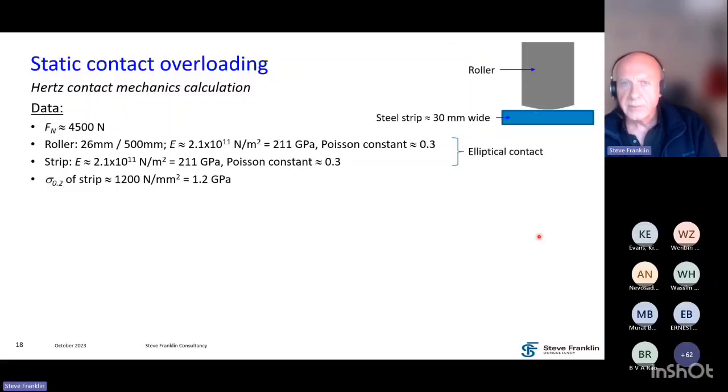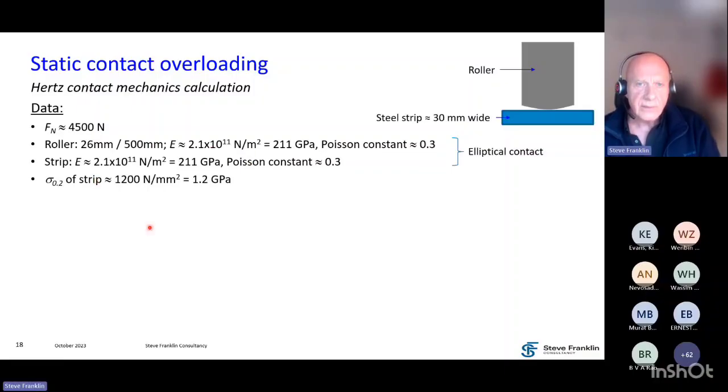We have a roller and a steel strip, and this is the data that we need to carry out the Hertz contact mechanics calculation. I'm not going to go through it all. As I said, it's an elliptical contact because we have a roller with a radius much greater in one direction than in the other direction. We have some data about the elastic modulus of the roller and the elastic modulus of the strip and the Poisson constants of those. In this case, they're both steels, they're about the same.